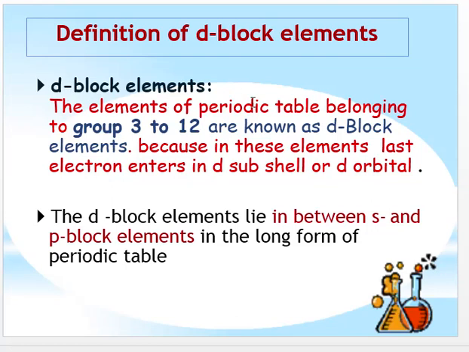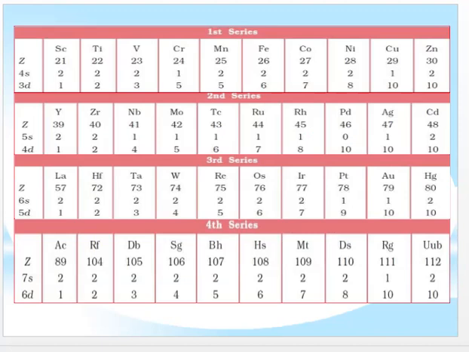And D block elements, the elements of the periodic table belonging to groups 3 to 12, are known as D block elements because in these elements the last electron enters the D subshell or D orbital. The D block elements lie between the S and P block elements in the long form of the periodic table.